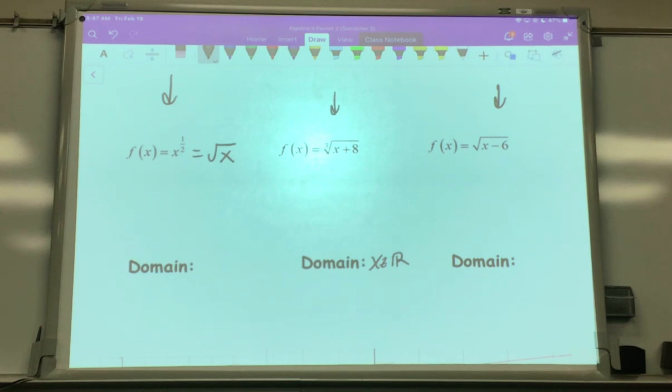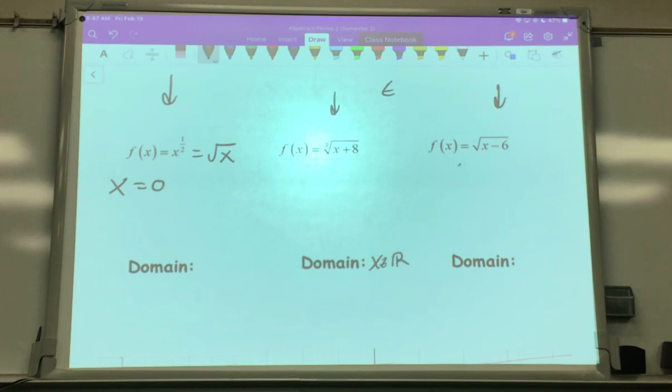Now, we said we can't have any negatives under that radical, correct? And we said we can't have any negatives inside that radical, right? So what you're going to do is you're going to take the radicand. The radicand is that part that's inside the radical, right? Okay, in this case it is x, and you're going to set it equal to 0. Nice thing about this one, you don't have any steps to solve, right? It's literally just x equals 0.